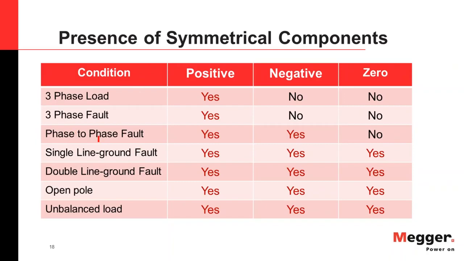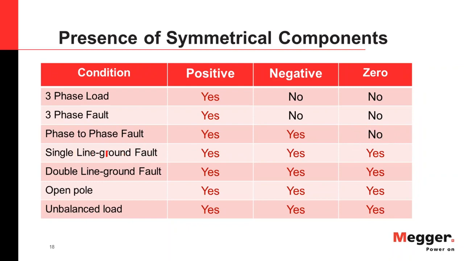Taking an example of phase-to-phase fault, a phase-to-phase fault will have a positive sequence component, negative sequence component, but not a zero sequence component. I told you to keep in mind that zero sequence component is the one that flows through the neutral. So a phase-to-phase fault will not have any current flowing through the neutral. So that's why it doesn't have any zero sequence component.